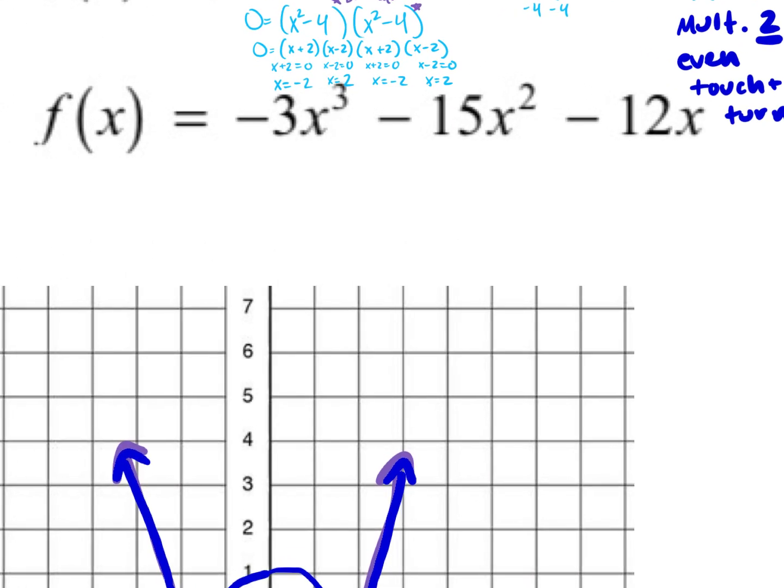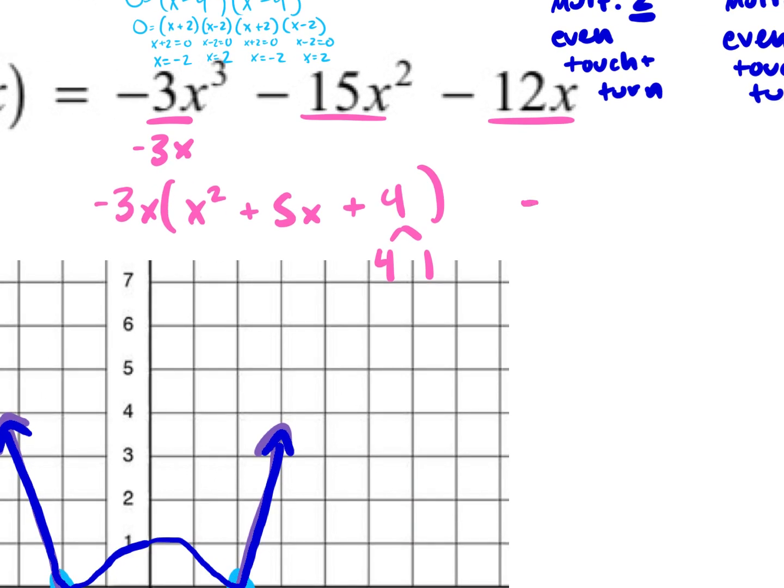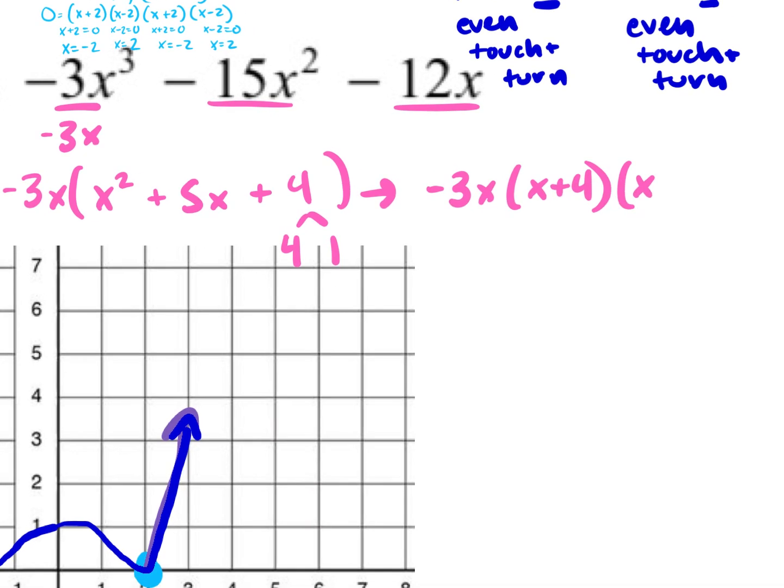What should I do first for number 10? Take out the GCF. What's the GCF? -3x, perfect. So -3x is going to go on the outside, and what am I left with on the inside? x squared plus 5x plus 4. Now do I have two factors of 4 that add to 5? 4 and 1? Positive. So this would factor into -3x times x plus 4 times x plus 1.